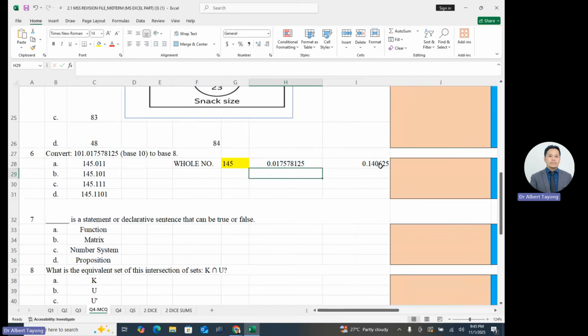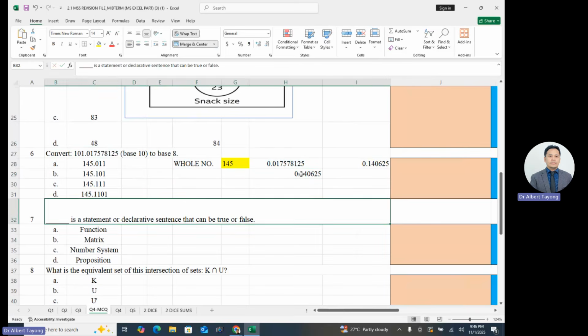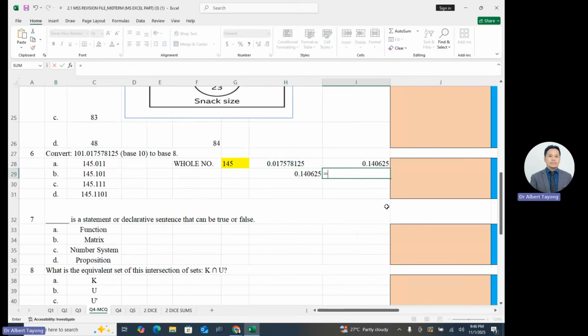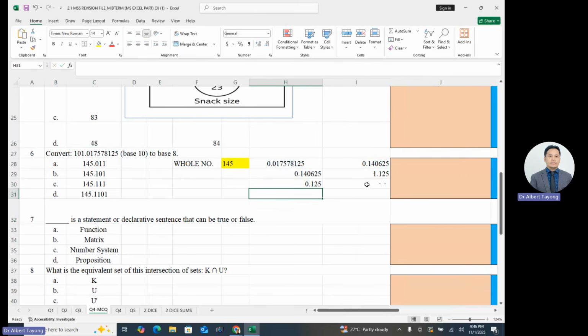Enter. And now you take the decimal. So this is entirely decimal. So we can write 0.140625. You have to write all the digits. Equals, select that decimal times 8 again until you get a whole number. So here we have to copy the decimal number only, 0.125. Enter. So equals this times 8 again.